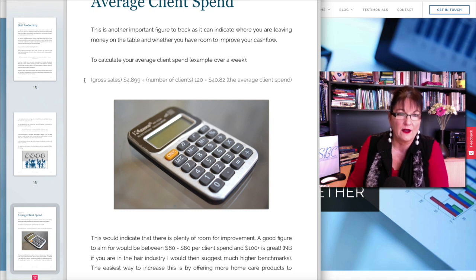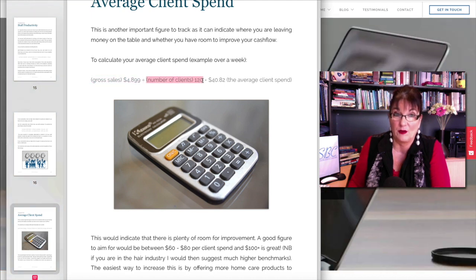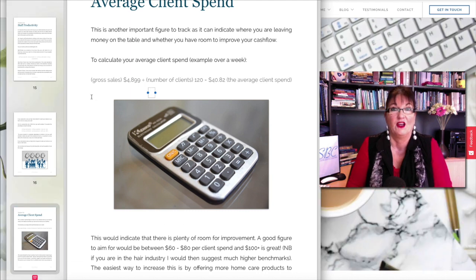So, if you work out the gross sales, and this was done over the period of a week, divide that by the number of clients that have come in, equals the average client spend, which is $40.82. Quite frankly, that's poor.